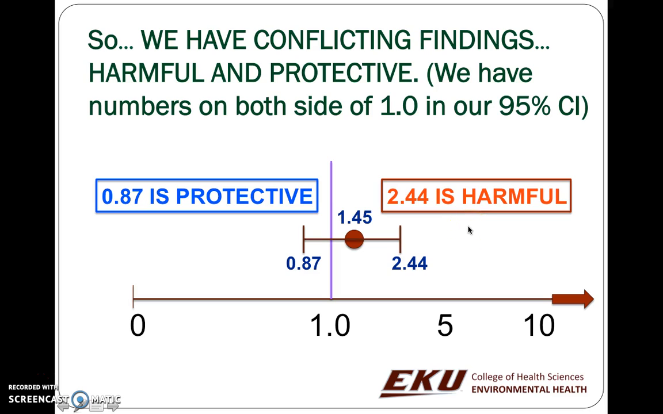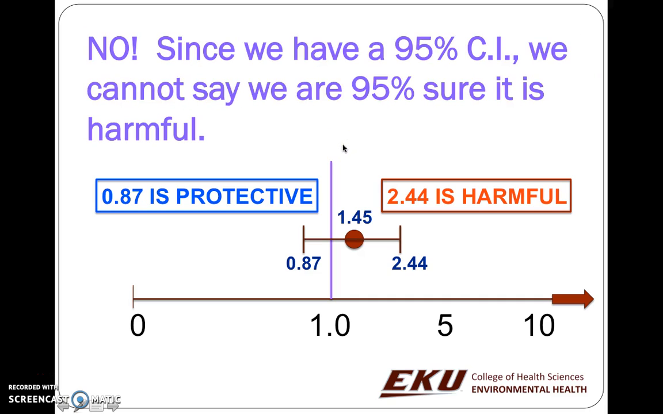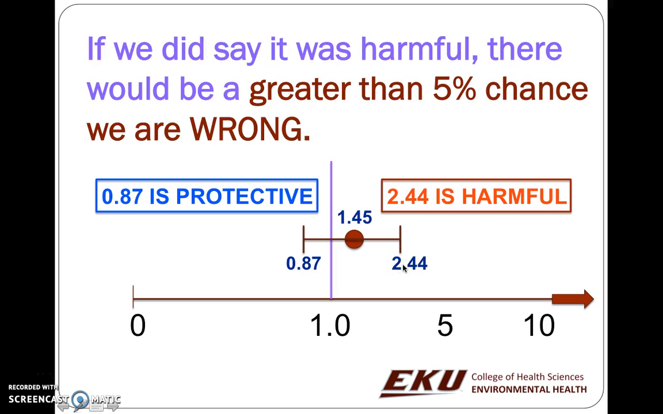So what do we do? What do we say? Our estimate of 1.45 suggests harmful, but are we 95% sure that it is harmful? No, we can't say that it's harmful. Why can't we say that it's harmful? Well, we have conflicting results. The 95% confidence interval says that we're 95% sure it could be between protective and harmful. If we did say it was harmful, there'd be a 5% chance that we're wrong.